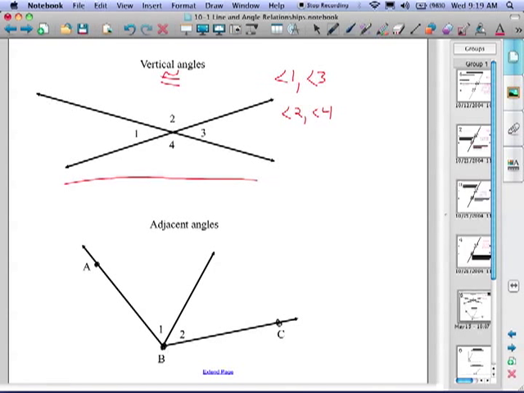On the bottom of the board, we have something called adjacent angles. Adjacent angles are two angles that share a vertex and a common side. They do not overlap. So angle 1 and angle 2 are adjacent angles because they share a vertex and a common side.